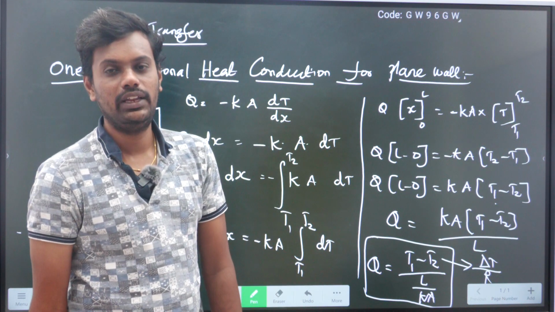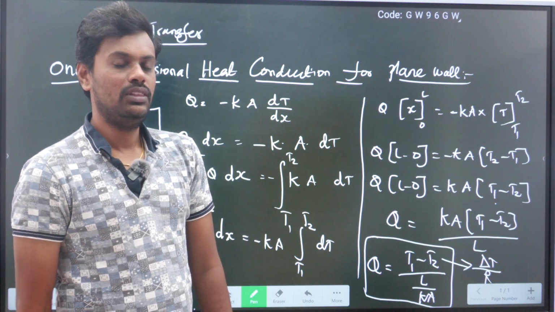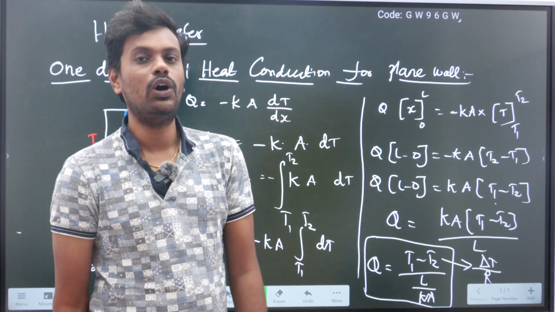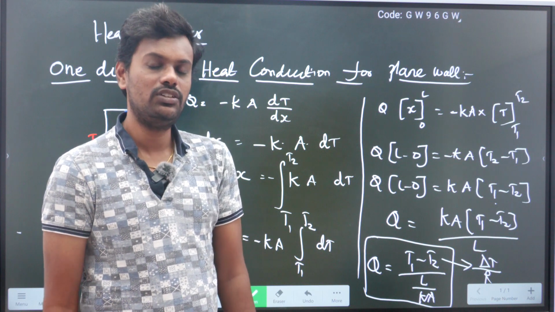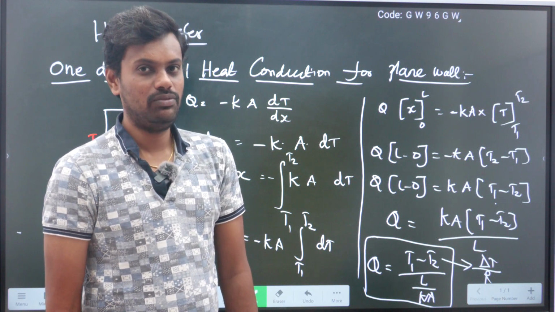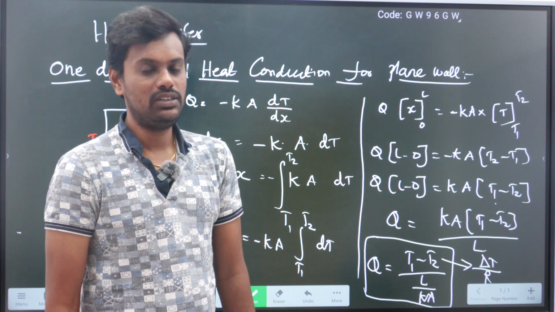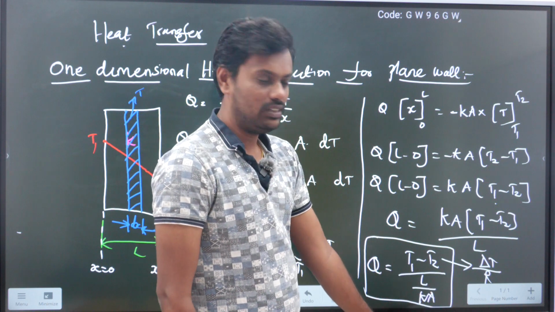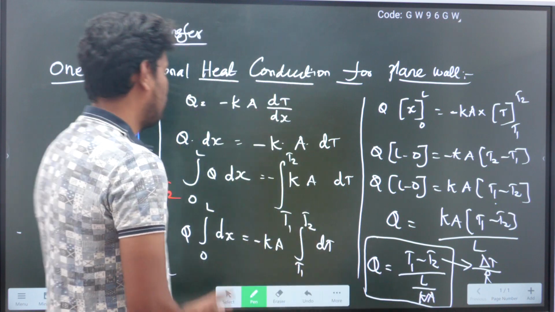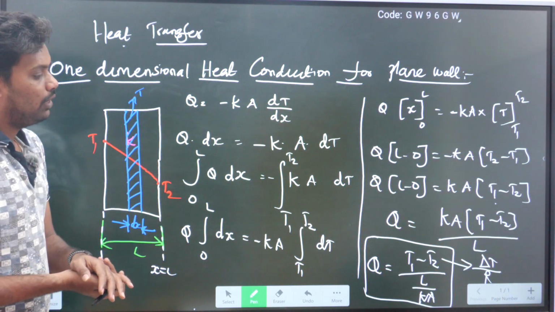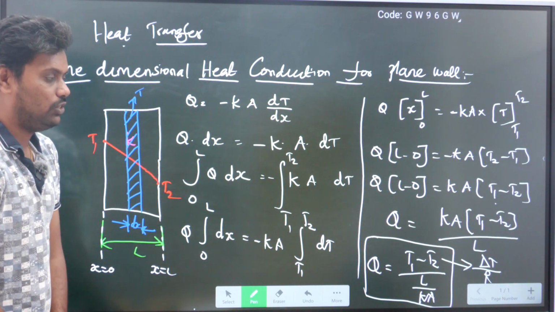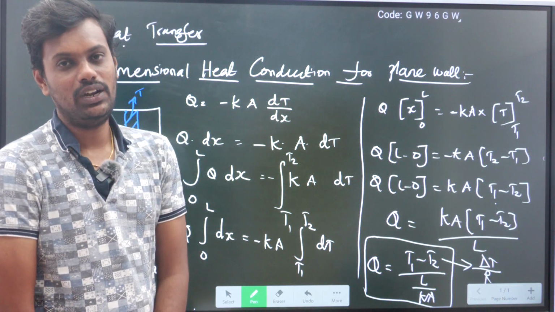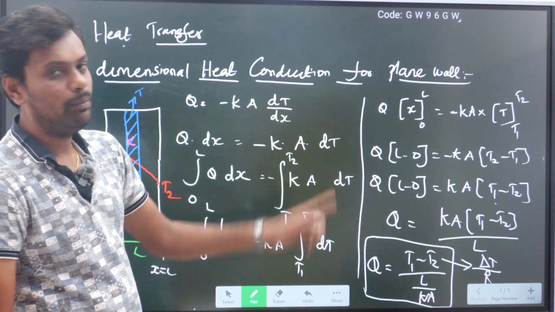Like electrical students are studying electrical resistance, similarly here we are studying about thermal resistance. Electrical resistance is nothing but it is a restriction to the flow of current. Thermal resistance is a resistance to the flow of heat. That is the difference between electrical resistance and thermal resistance. For conduction, the conductive thermal resistance is L by Ka. So this is how we have derived it, and we have written that equation, which is Q is equal to T1 minus T2 by L by Ka. This is the one dimensional heat conduction equation for plane wall.